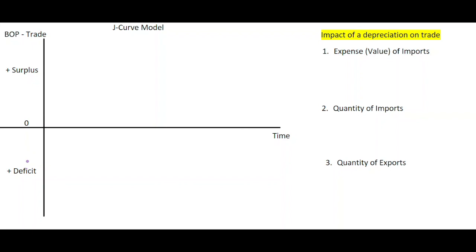The deficit is below the x-axis, and a deficit would mean that imports are greater than exports for this country, and if exports are the exact same as imports, we would be at point 0 here, so 0 all along the x-axis. And the x-axis measures time. So time in this model is important because the effects of a depreciation change over time.